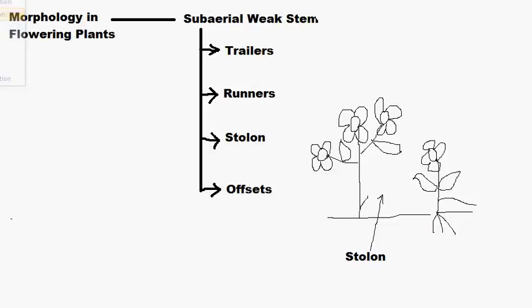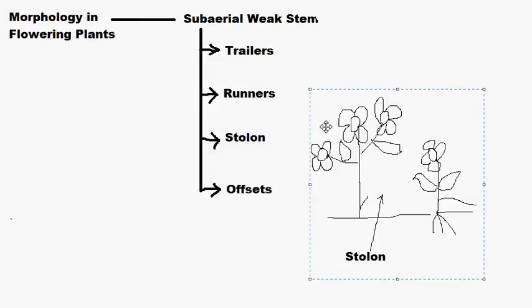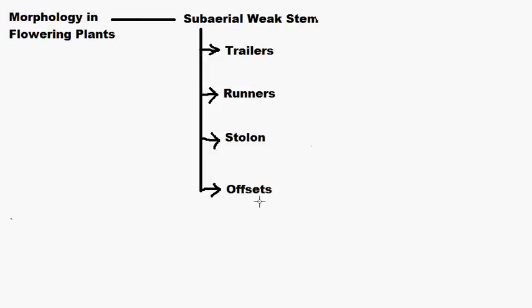What was its difference from that of the runners? Stolon have the main stem as a stem which is not a subaerial weak stem, but the runners and the trailers have their main stem as the subaerial weak stem. Okay, now we will talk about, oh sorry, I remembered I didn't give an example over here. The example will be rose. Fine, rose. Now let's talk about the offsets.